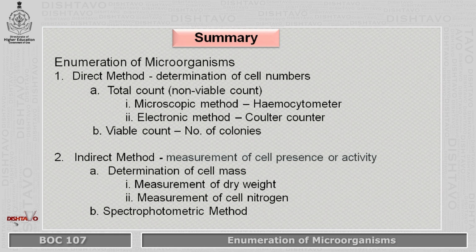Now, let us summarize what we have studied in this module. In this module, we have discussed the enumeration of microorganisms. There were two methods, direct method and indirect method. In direct, we saw how we count the total number of cells, and also the second one was viable count, where only the living cells were counted. Under indirect, we had determination of cell mass, that is measurement of dry weight or the cell nitrogen, and the second one was the spectrophotometric method.